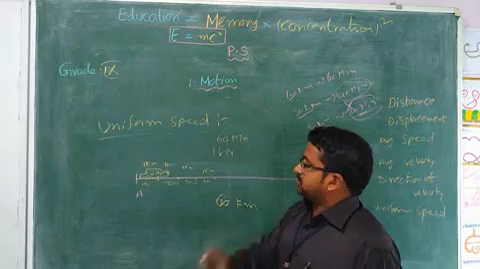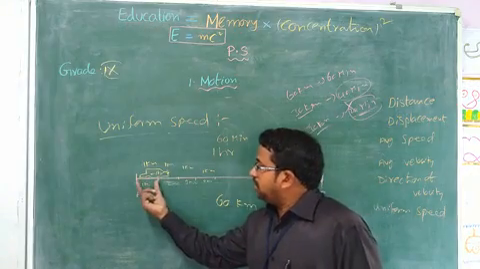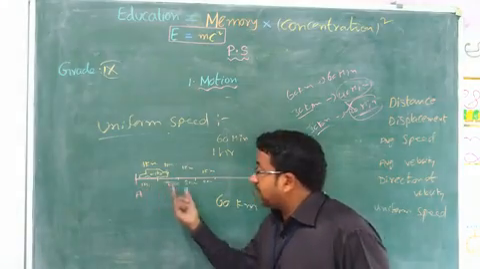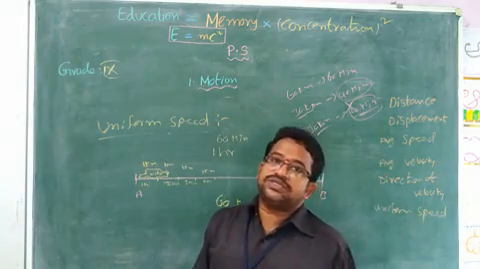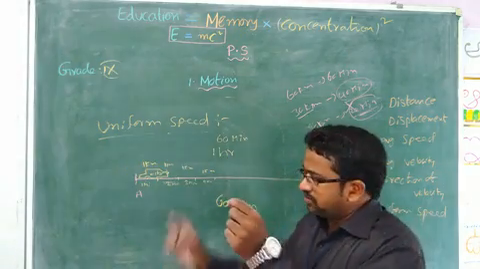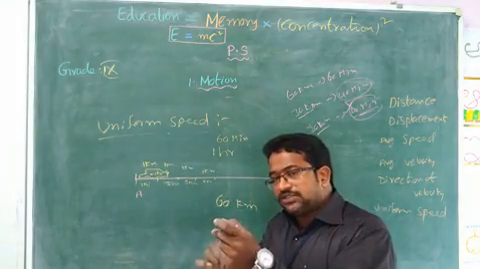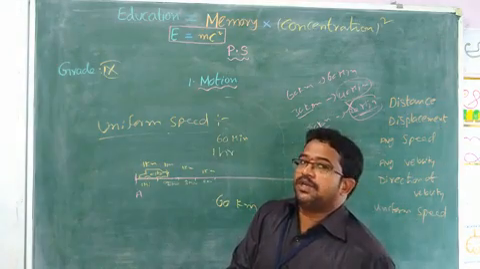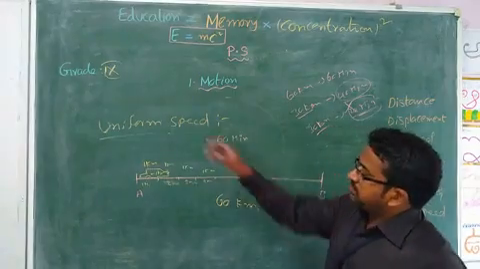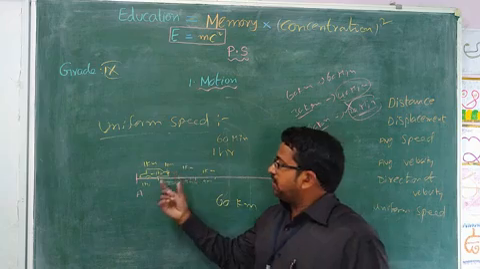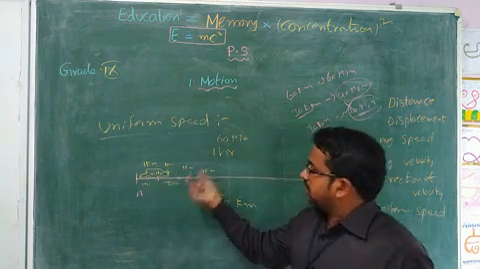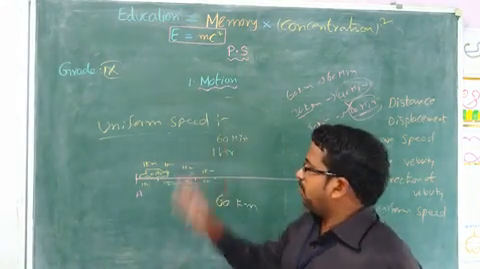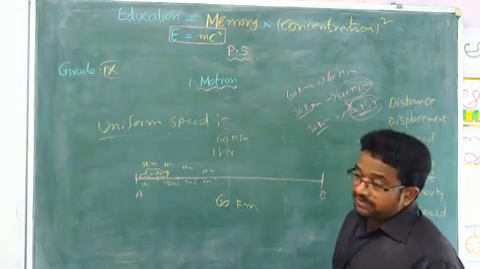If a body covers equal distances in equal intervals of time, however small the time intervals are. If you consider 1 hour, equal distance; 1 minute, equal distance; 1 second, equal distance, for the next time intervals also. Have you understood? So what is the definition of uniform speed? If a body covers equal distances in equal time intervals, however small the time intervals are, that's what we call uniform speed.